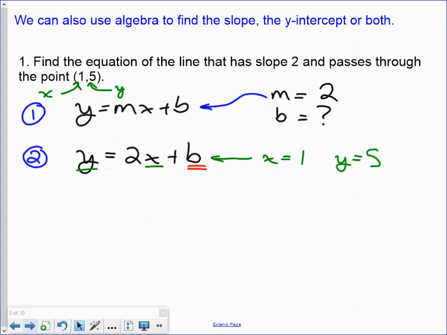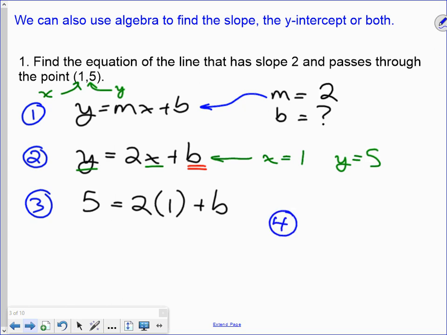Okay, so that's going to be step 3 here. Our y is 5. We still have the 2 there. The x is 1. And b. Now we've got a little equation that we can solve here. Okay? We've got our unknown b, and everything else is just numbers. So we're just going to take this and we're going to solve this equation for b.